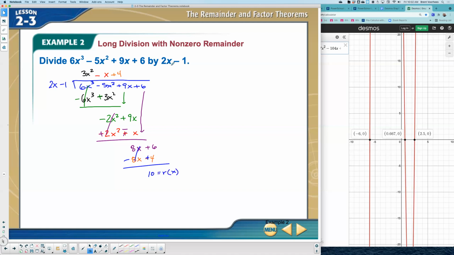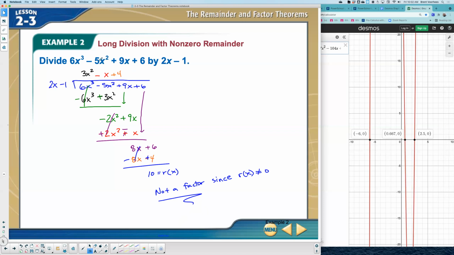Is this a factor? Is 2x minus 1 a factor of this original function? No, it's not a factor. Since I'm going to use the symbols r of x, the remainder does not equal 0. Since the remainder does not equal 0, it's not a factor. So you need to know that. And this would be how you would write the answer.